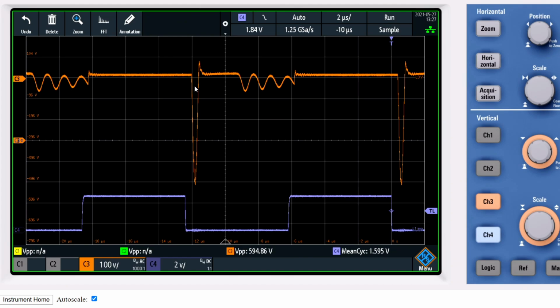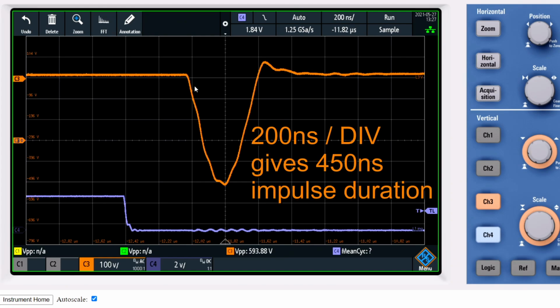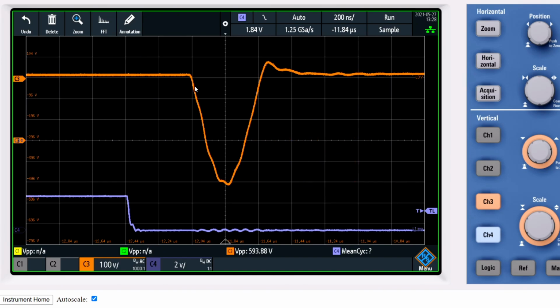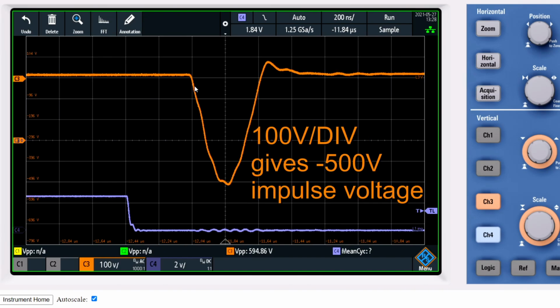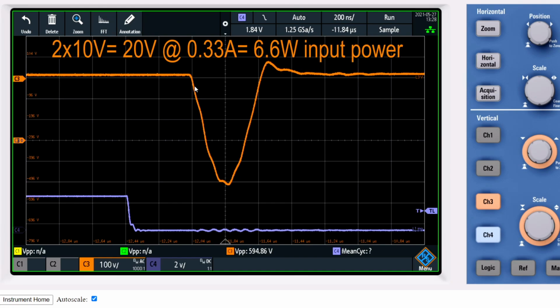Let me zoom in to the impulse so you can see the duration of the impulse. We now have 200 nanoseconds per division horizontal, so the impulse is around 450 nanoseconds in duration. The voltage division is 100 volts per vertical division, so we now have 1, 2, 3, 4, 500 volt impulses. My power supply is 2 times 10 volts, a total of 20 volts because I use the channels in series to get really high voltages if I need them. And the amperage is 0.33 amps, which is rather low.